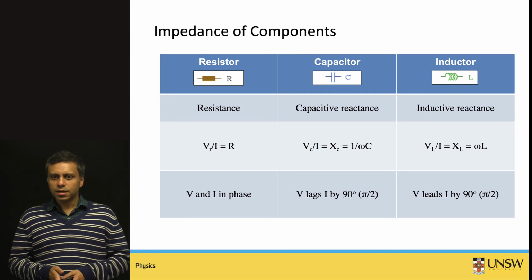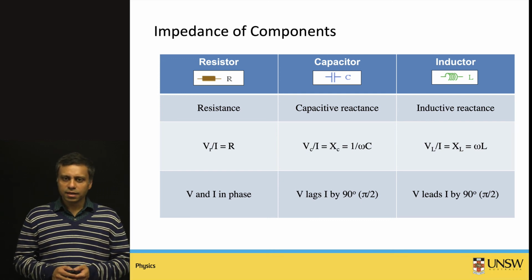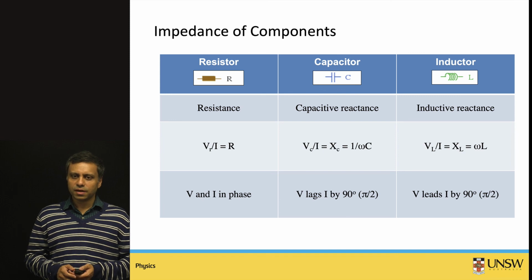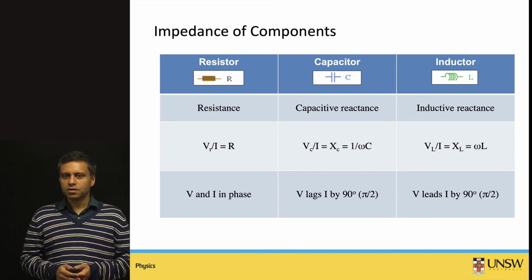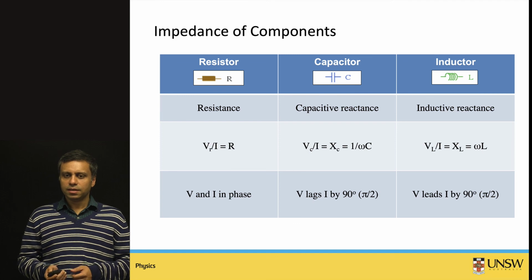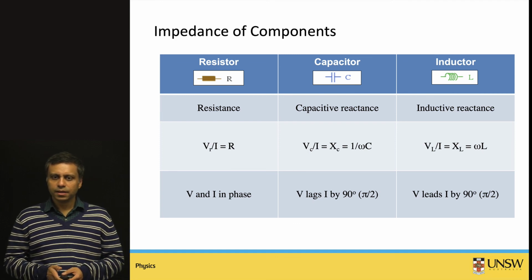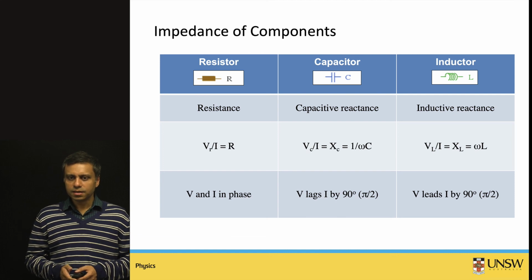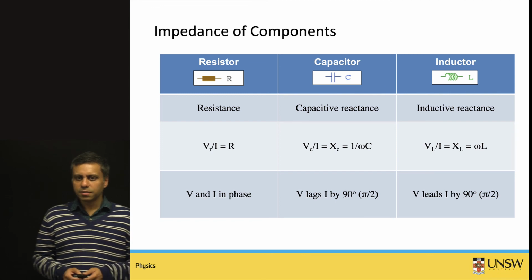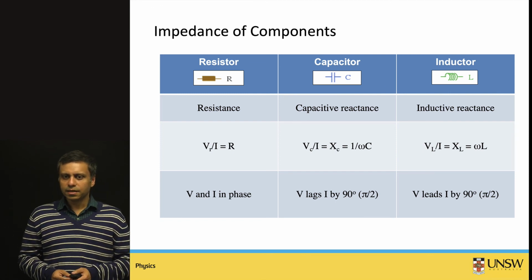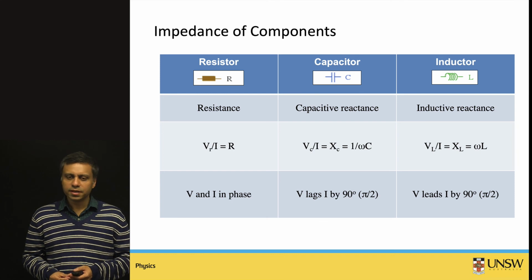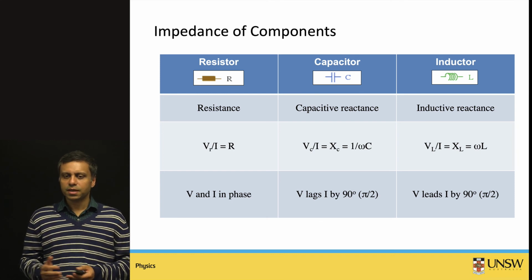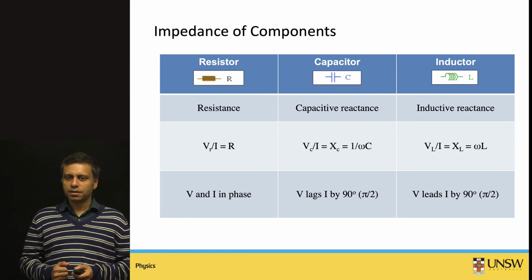Now what about the inductor? We talk about inductive reactance. This is defined as VL over I, where VL is the voltage drop across the inductor, and this is denoted by X sub L, and is given by omega times L. L is the inductance and omega is the angular frequency of the AC signal. For an inductor, V leads I by 90 degrees. This is related to the fact that I is changing in time. When the change in I is maximum, the voltage change is not maximum, so there is a phase difference between current and voltage.